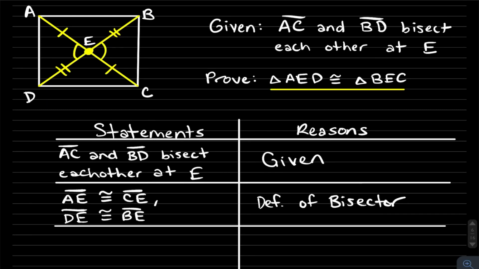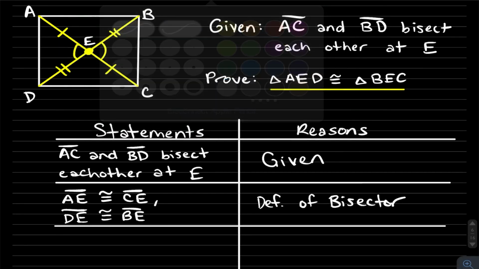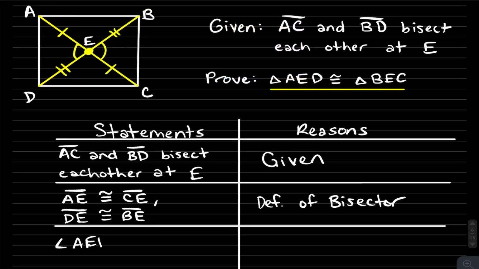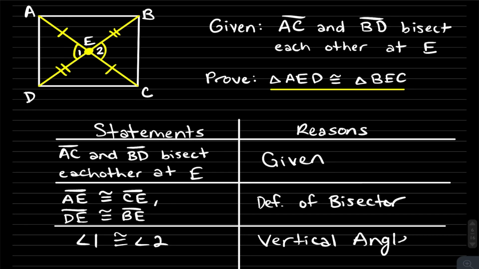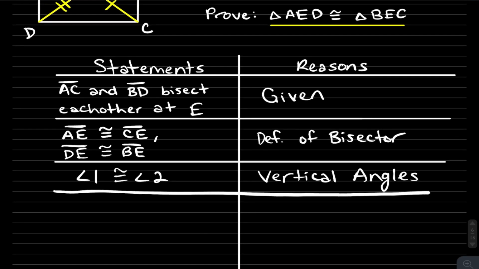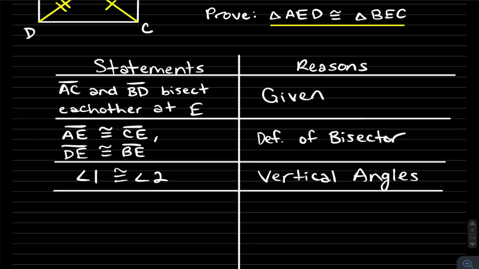Okay? You can either write this down by calling it angle AED and saying that it's congruent to angle BEC, or you can just number it. You can number your angles and call this angle 1 and this angle 2, and say that angle 1 is congruent to angle 2. Your reason for this, you just write down that they're vertical angles. Okay? So there you go.